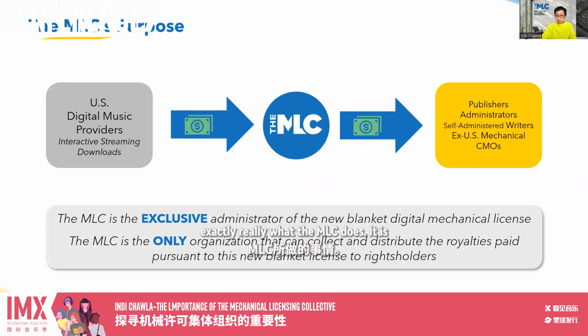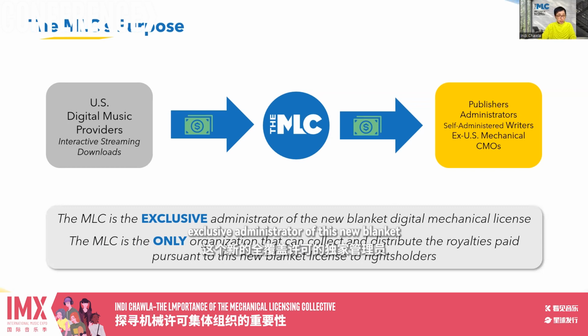So that's exactly what the MLC does. It is responsible for the processing and paying of royalties under the blanket license. By law, if a digital service wants to use any song on their platform, they can, but they must abide by certain rules. All digital services over a certain size must send a notice of license to the MLC and submit all their usage data so we can match the sound recording usage to the musical works. They must also send us the corresponding royalties pursuant to the blanket license. The MLC will then pay our members who are publishers and self-administered songwriters and also CMOs.